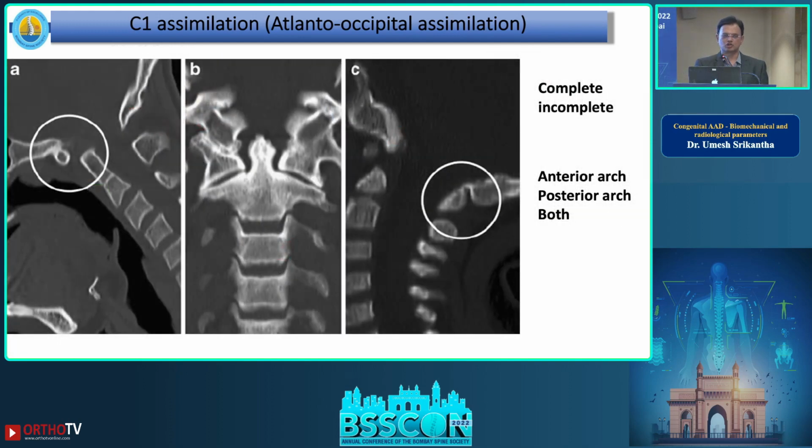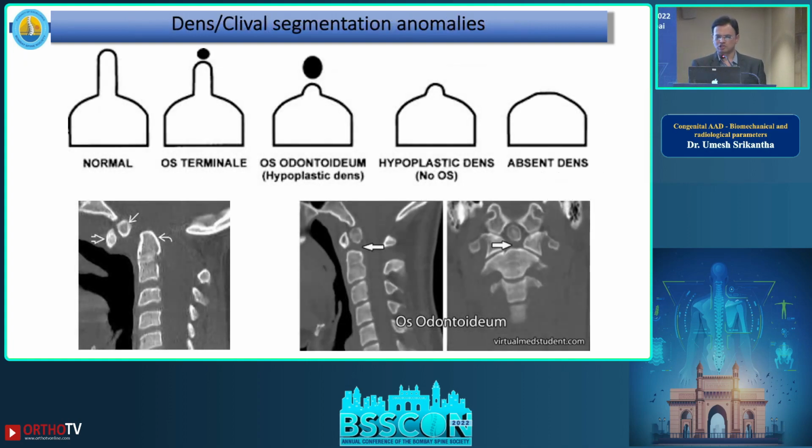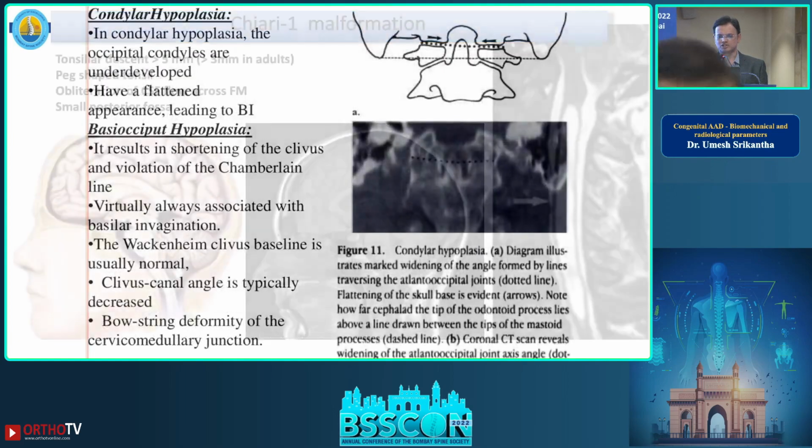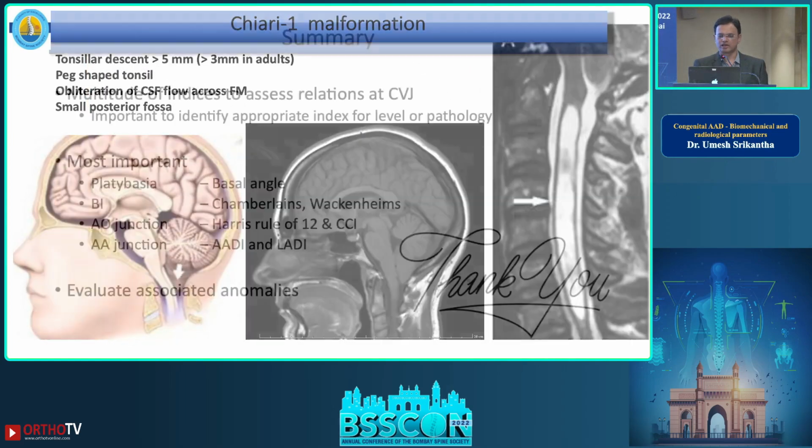We should also look at the associated anomalies in these cases: congenital CV junction abnormalities like atlanto-occipital assimilation, which can be complete or partial, and different anomalies of the dens, most importantly to differentiate whether it's an ossiculum terminale or an os odontoideum. And of course, rare abnormalities like condylus tertius, condylar hypoplasia, and associated Chiari malformations.